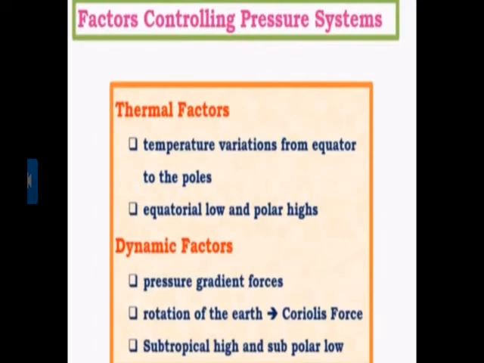Now, what are the factors which control the pressure systems? There are 2 factors which are responsible, students, which control the pressure systems. That is the thermal factor and the dynamic factor. The thermal factors are due to the temperature variations from equator to the poles, equatorial low and polar high. The dynamic factors are pressure gradient forces. The rotation of the earth is the main reason. Coriolis force, subtropical high and subpolar low.